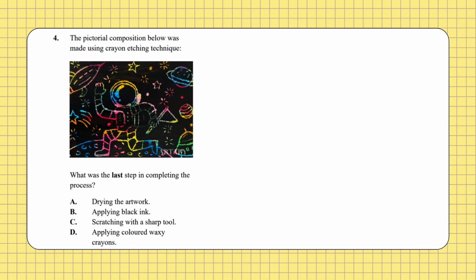4. The pictorial composition below was made using crayon etching technique. What was the last step in completing the process? A. Drying the artwork. B. Applying black ink. C. Scratching with a sharp tool. D. Applying colored waxy crayons.